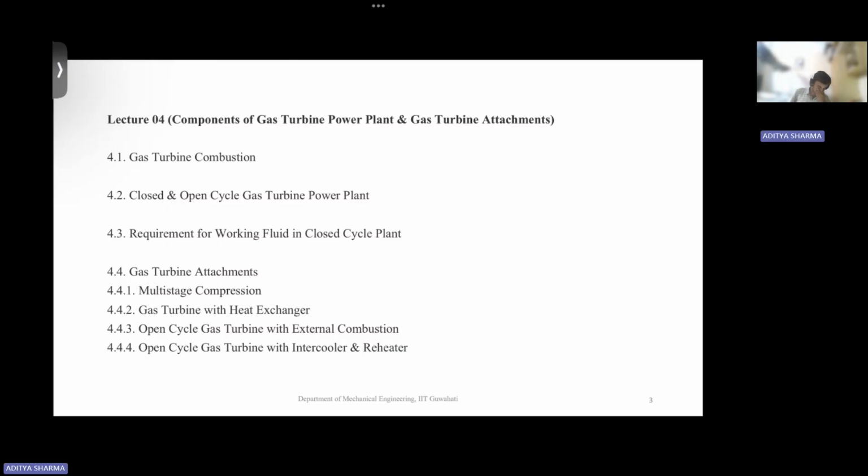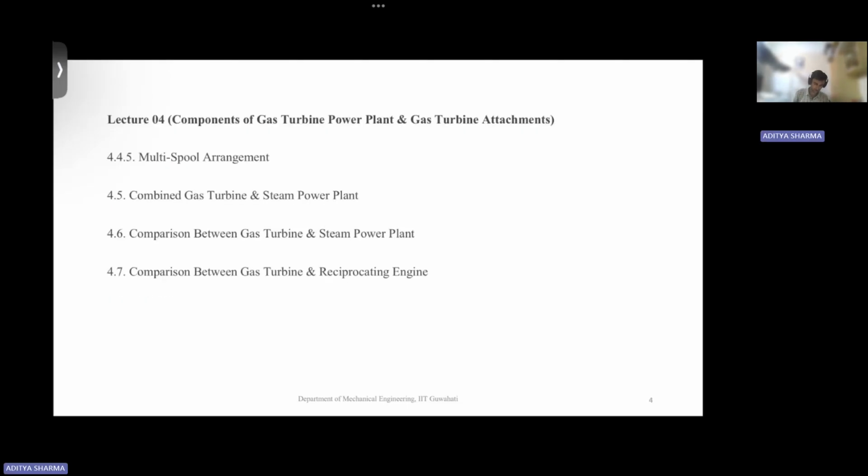Okay, so these are the topics of lecture number 4. First is gas turbine combustion. The topics it has are gas turbine combustion, then closed and open cycle gas turbine power plant, then requirement for working fluid in closed cycle plant, right? Then the attachments after that. So multi-spool arrangement is there. Then the steam power plant and gas turbine, when both are combined, how they work.